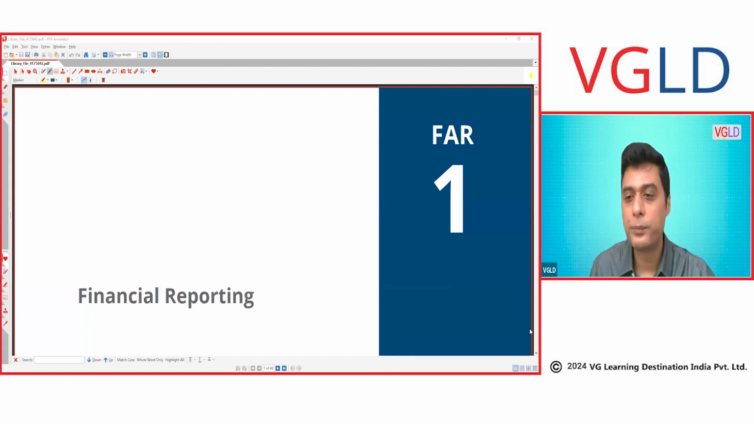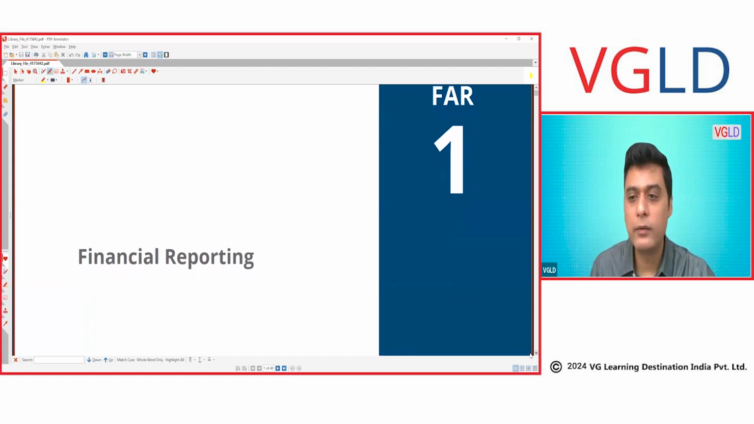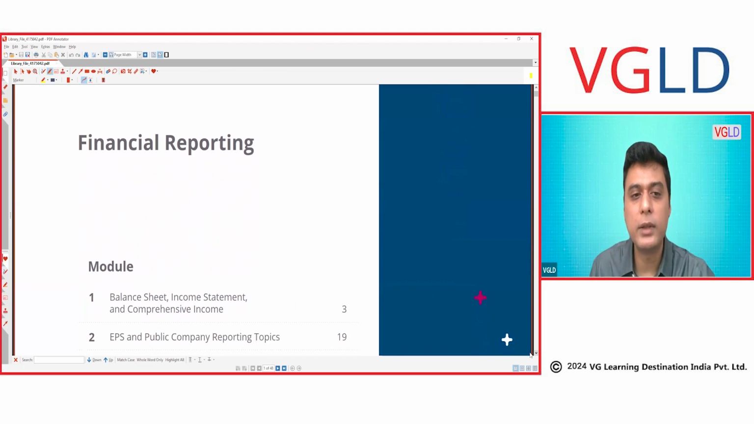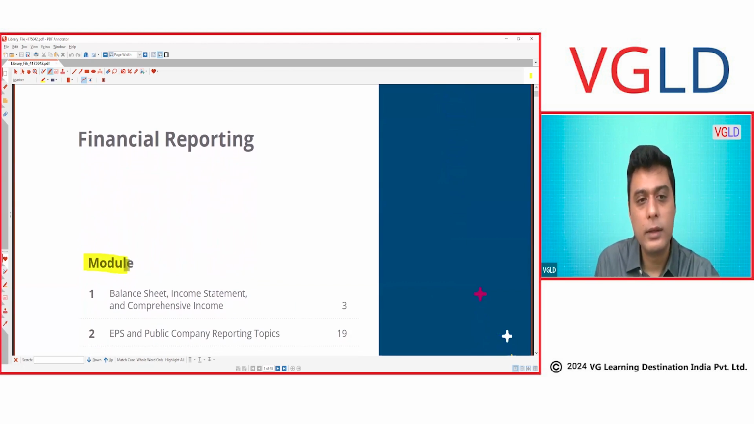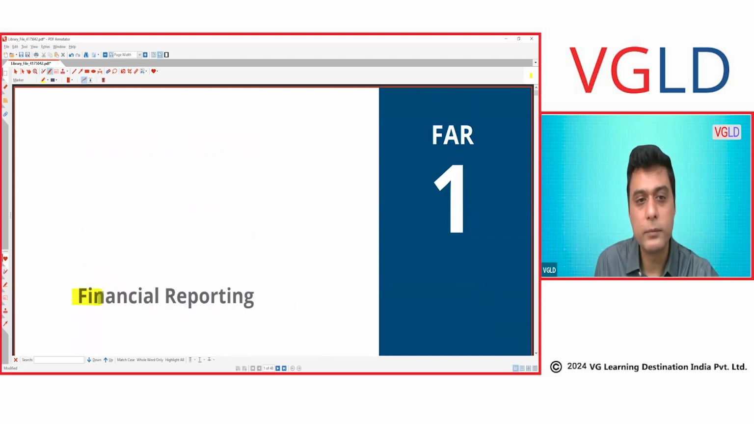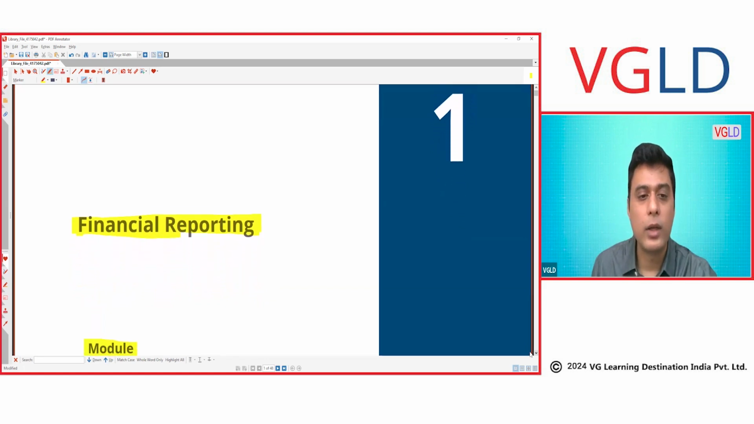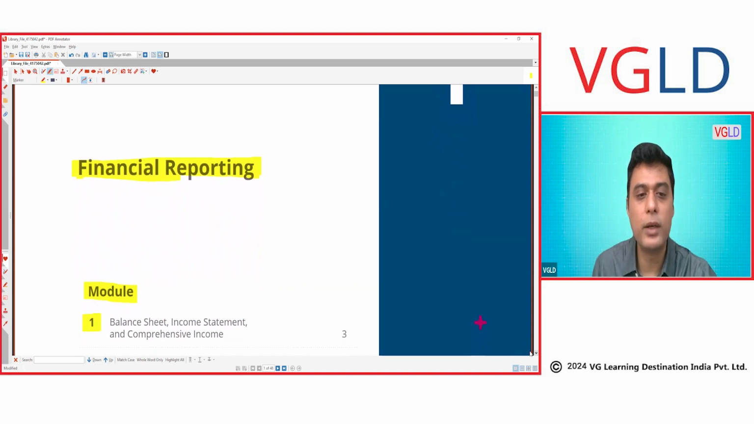So let's get started now. As we saw, we will start with balance sheet, income statement and comprehensive income. That is module number 1. These are modules, right? So module 1 is your balance sheet, income statement, comprehensive income. And the name of the chapter is financial reporting. This is FAR 1, financial reporting. There's no other name to this. It's just FAR 1, financial reporting. So module 1, balance sheet, income statement, comprehensive income.